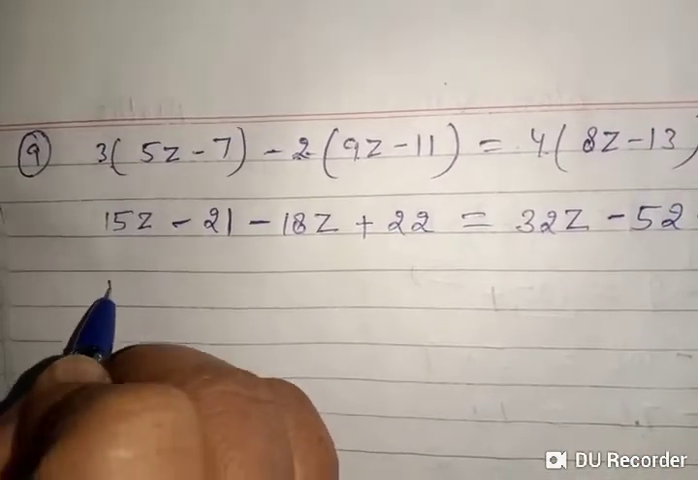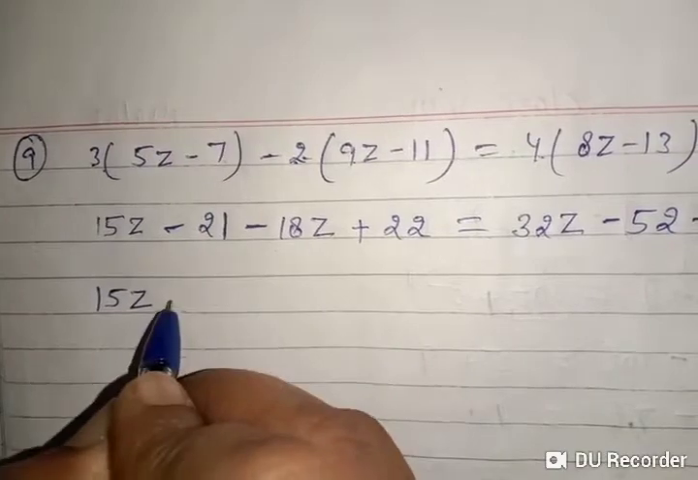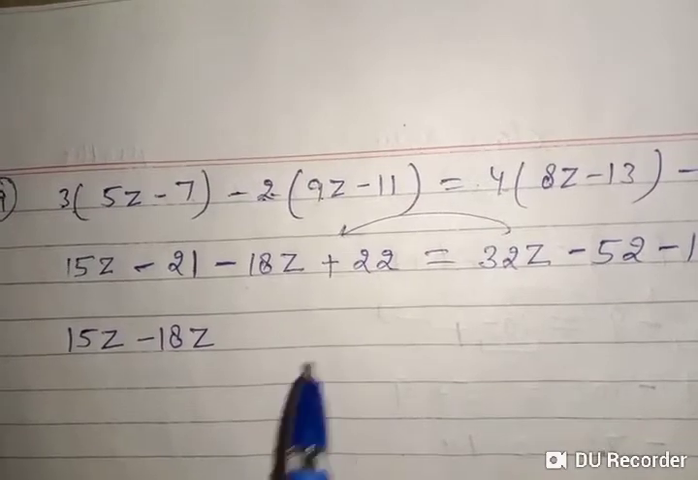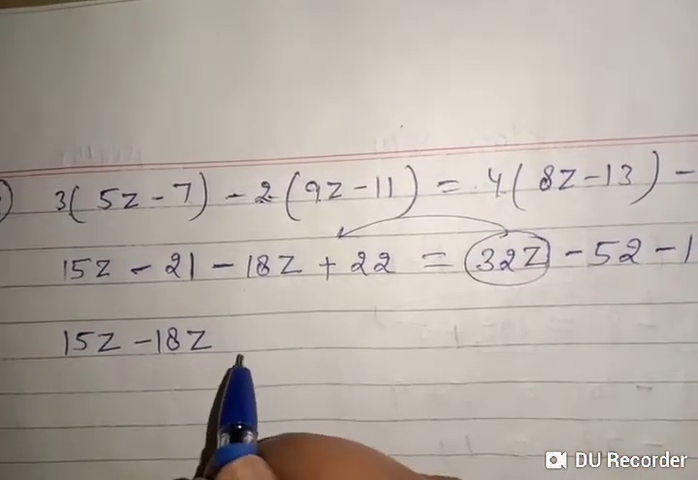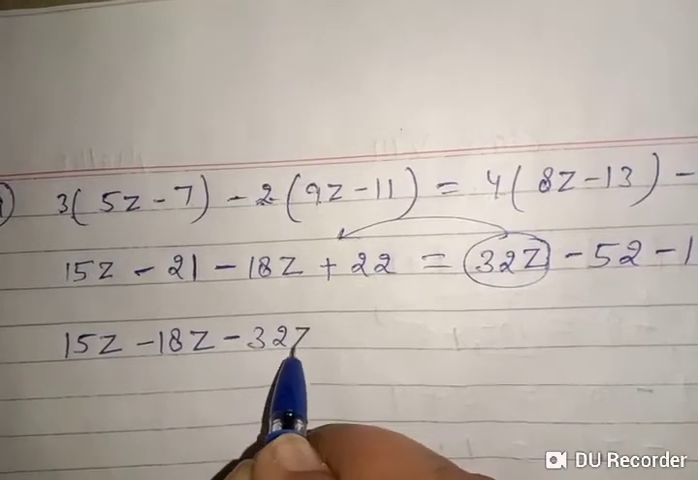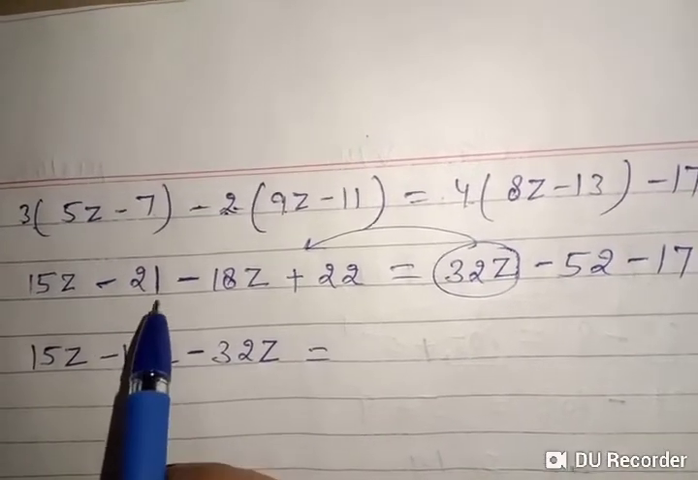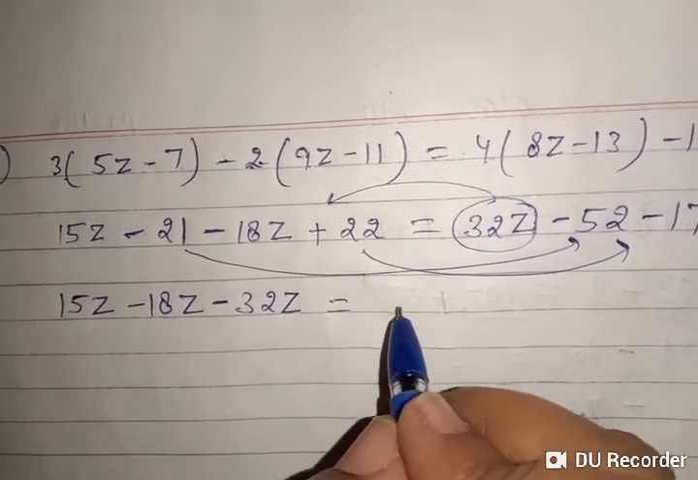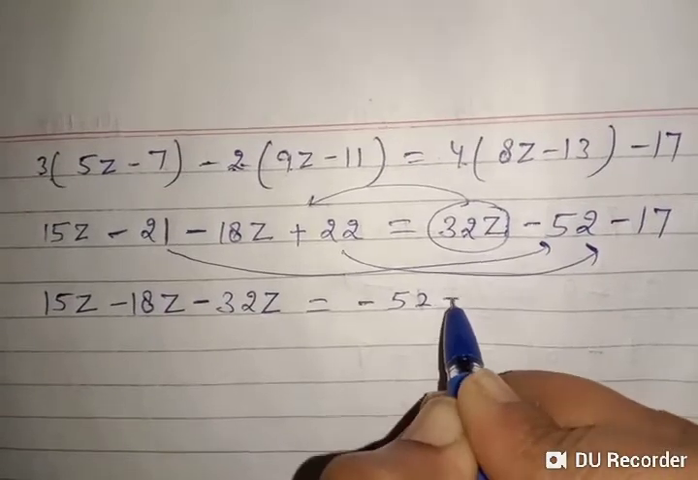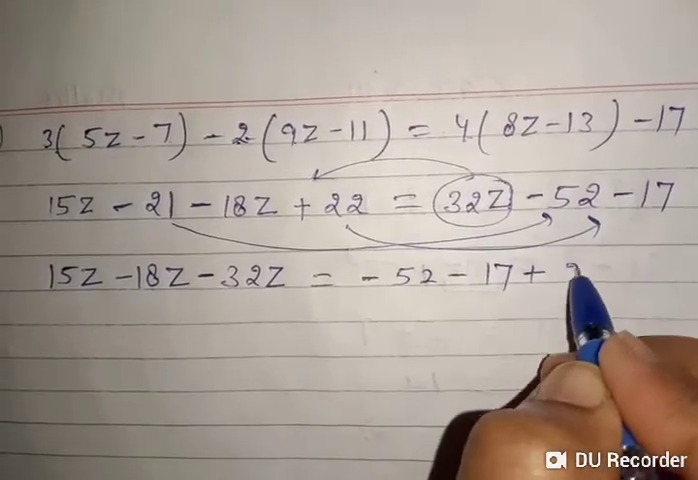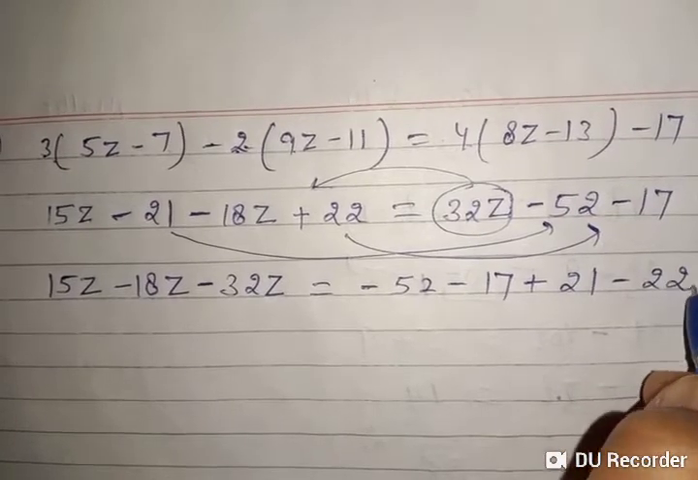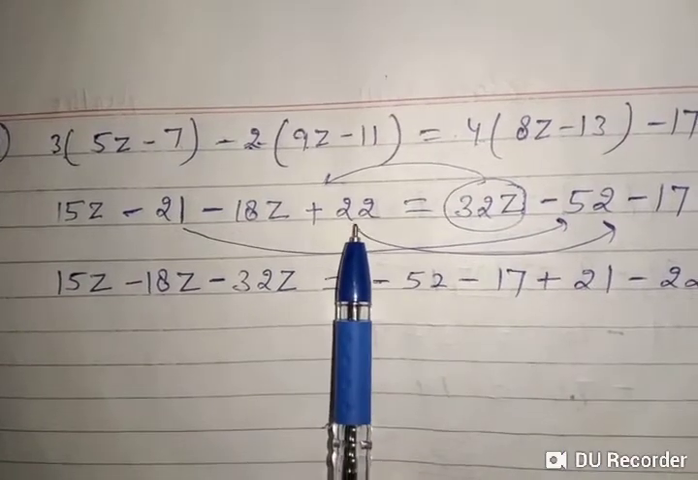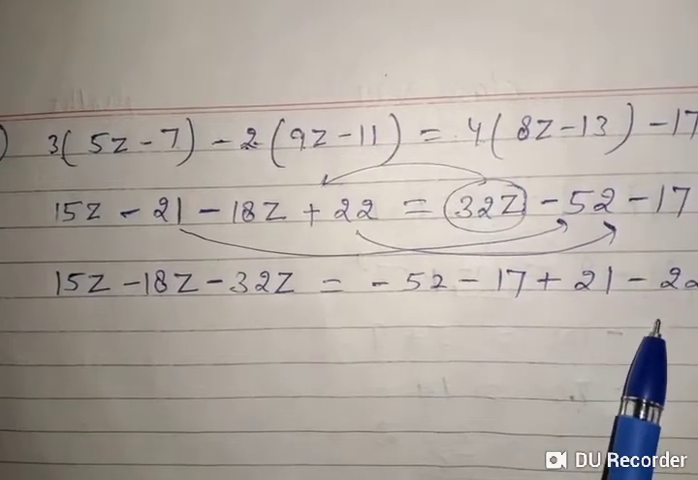Shift all like terms on one side, it's 15z, this minus 18z as it is. Now which term will we shift on this side? 32z. We will shift this side and it will become minus 32z, and this minus 21 and plus 22 will be shifted on that side, so it will be minus 52 minus 17 plus 21 and minus 22. When we shift minus 21, it will become plus 21. When we shift plus 22, it will become minus 22.